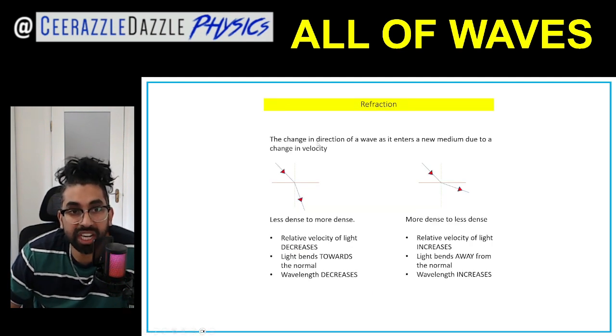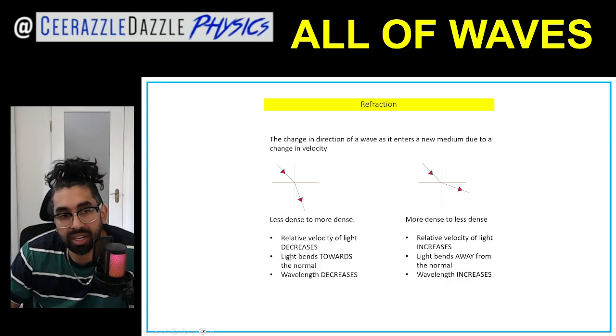Refraction. Refraction is the change in direction of a wave as it enters a new medium due to a change in its velocity. If I'm going from less dense to more dense, the relative velocity of the light decreases, the light bends towards the normal and the wavelength decreases.